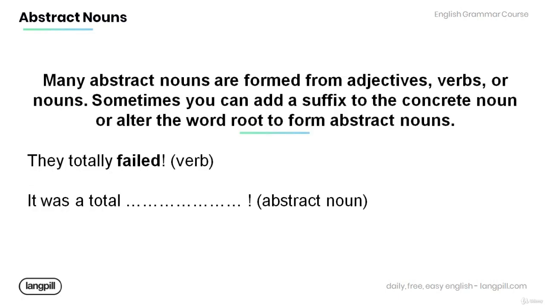And remember, many abstract nouns are formed from adjectives, verbs, or nouns. And sometimes you can add a suffix to the concrete noun or alter the word root to form abstract nouns. Now read the following sentences and fill in the blank with the appropriate abstract noun. They totally failed. I was a total failure.